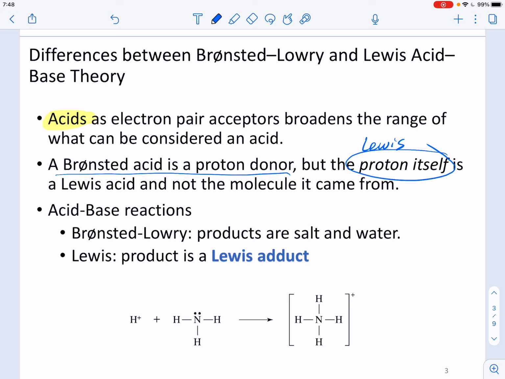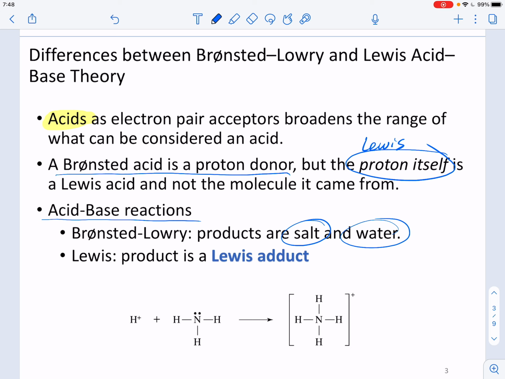Another thing that we have to differentiate between the Bronsted-Lowry and the Lewis theory is that when you have an acid-base reaction, normally for Bronsted-Lowry you will have salt and water. For a Lewis theory you can also have salt and water, but now we are going to be a little more general in that regard.